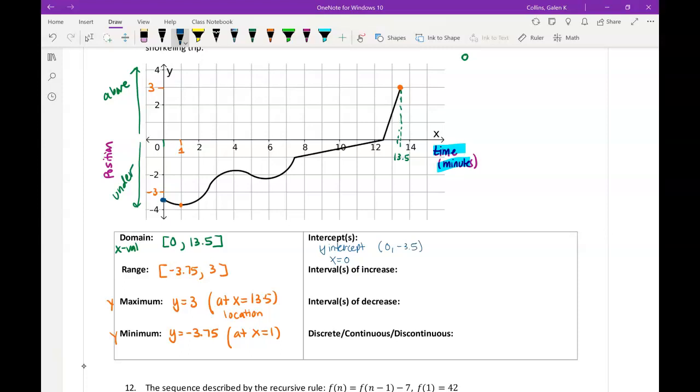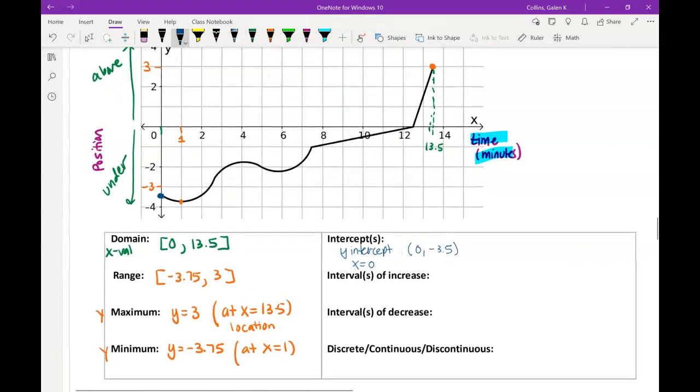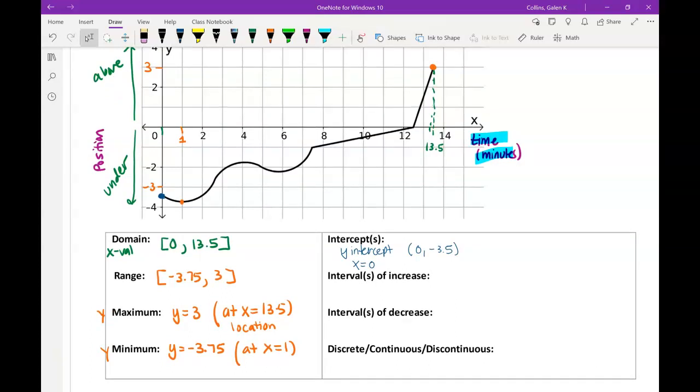This is not interval notation, it's an ordered pair. And we know that because we're talking about an intercept. So we kind of have to infer from the wording that that is at 0, negative 3.5, and that is an ordered pair, not interval notation. I understand they look the same. It can be confusing. We just have to read carefully.